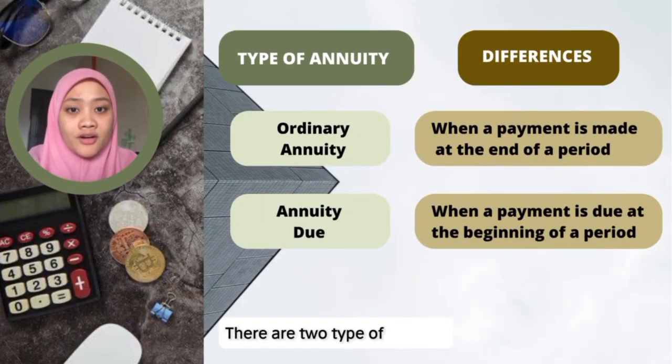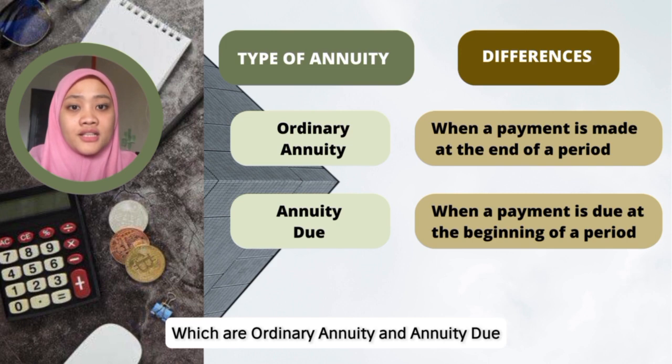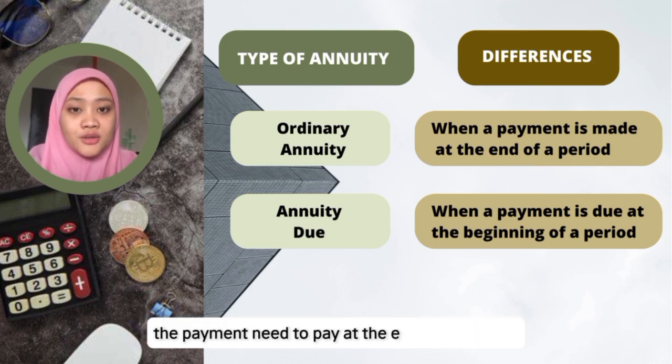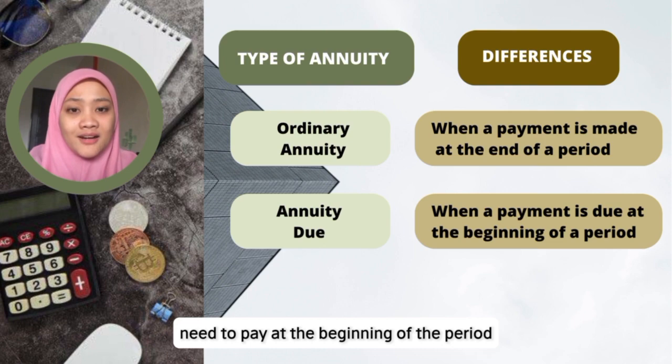There are two types of annuity, which are ordinary annuity and annuity due. For an ordinary annuity, the payment needs to be paid at the end of the period, while for an annuity due, the payment needs to be paid at the beginning of the period.